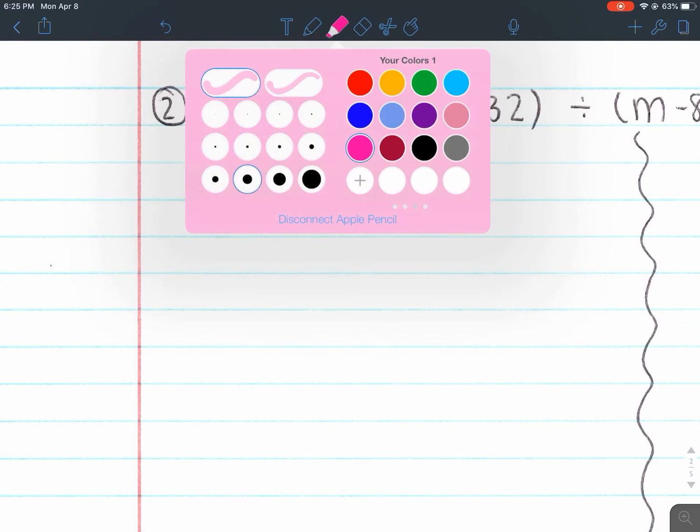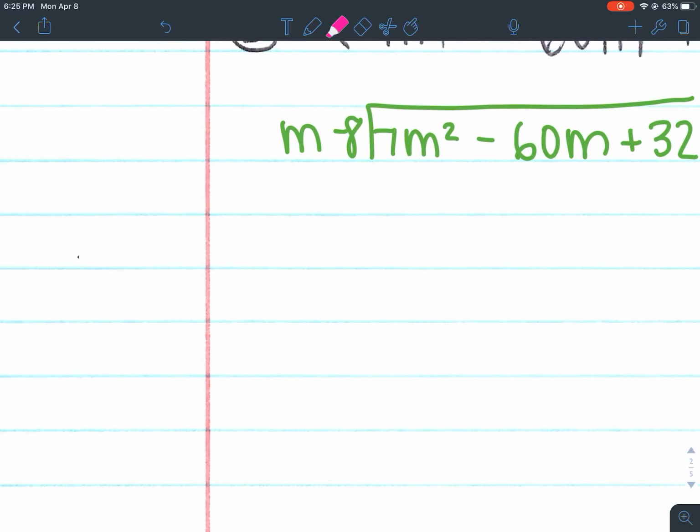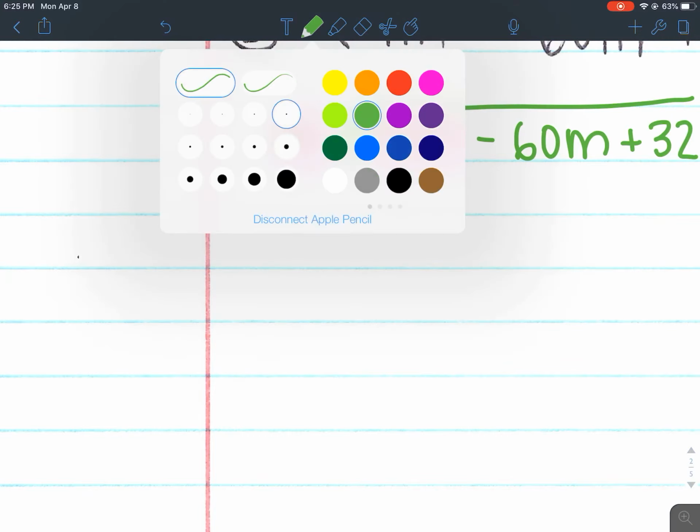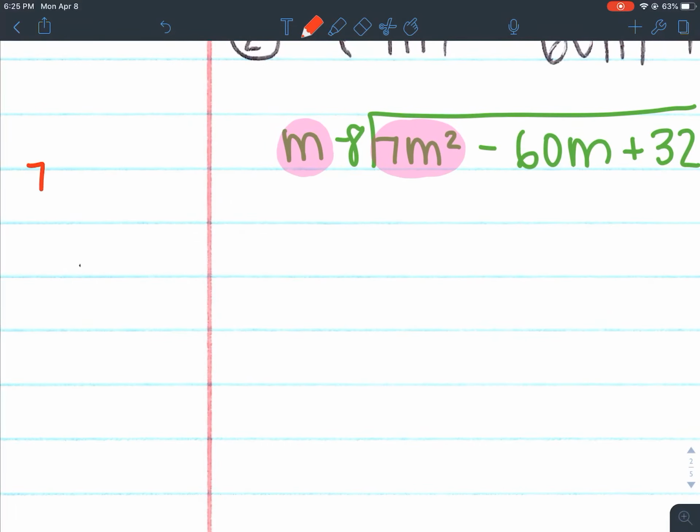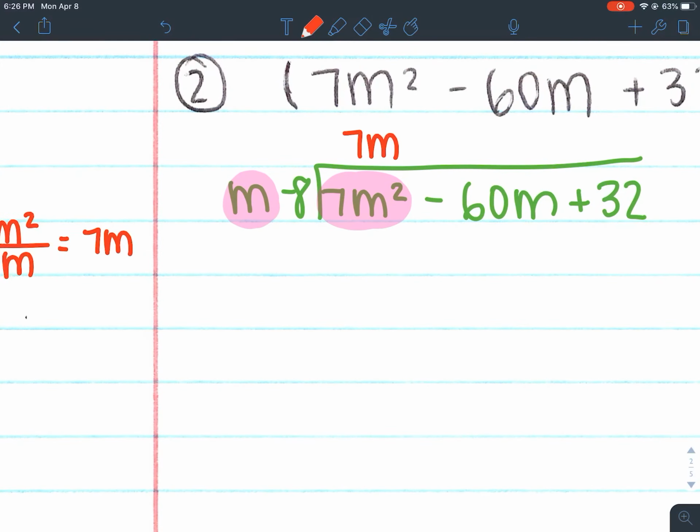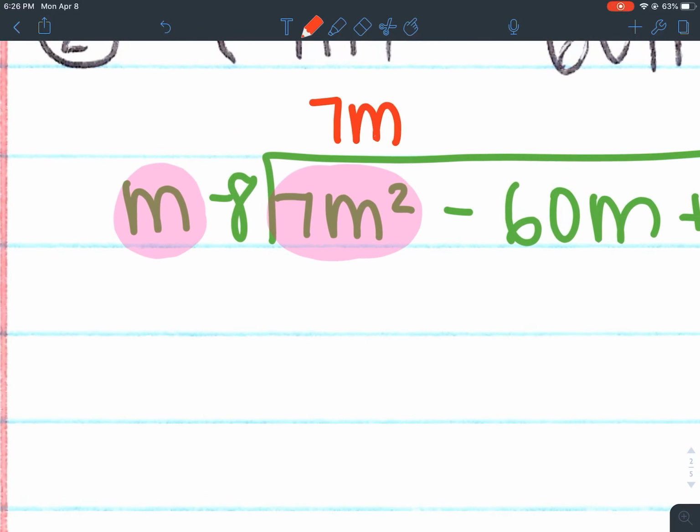Again, you're always going to start this off the same. You're going to ask yourself, how many times does m go into 7m squared? Remember, you're only looking at that first term when you ask yourself at the beginning. So you do 7m squared divided by m, right? So that's going to leave us with 7m. And that 7m is going to go up here. Okay? So now you multiply, you distribute basically.